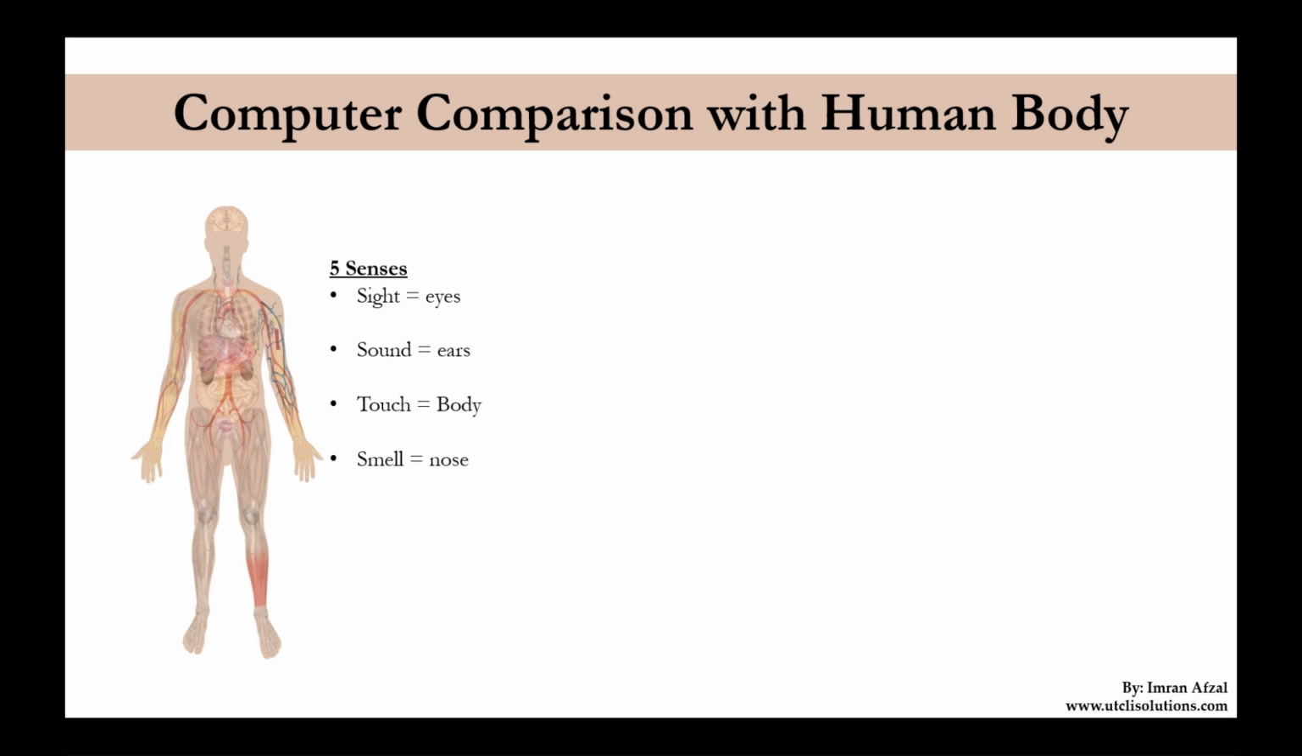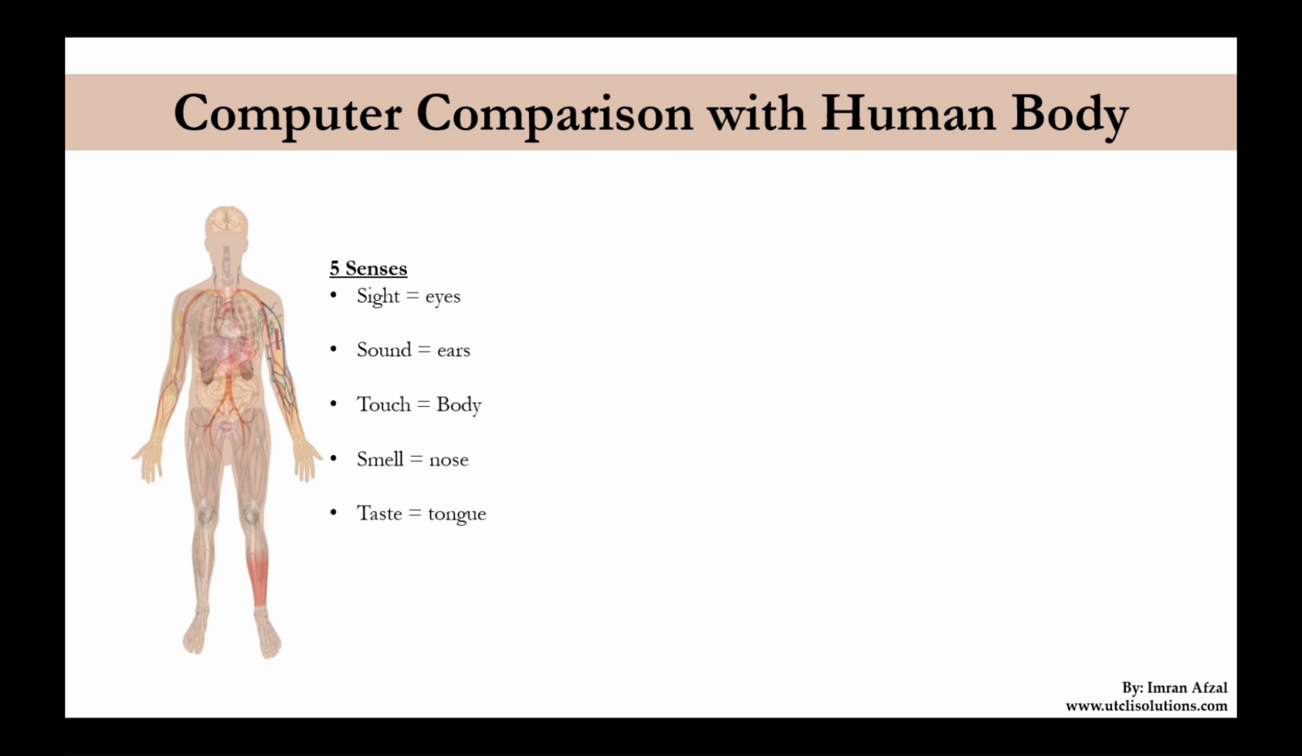Then is the smell. We could smell if it is good food or the smell of roses through our nose. And then the taste. The taste comes from the tongue. Every time we eat something, we know how good a food tastes. If something tastes bad, we spit it out. So these are the main five senses that we have in the human body.